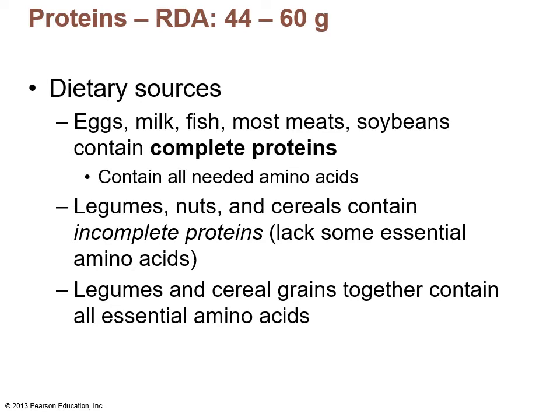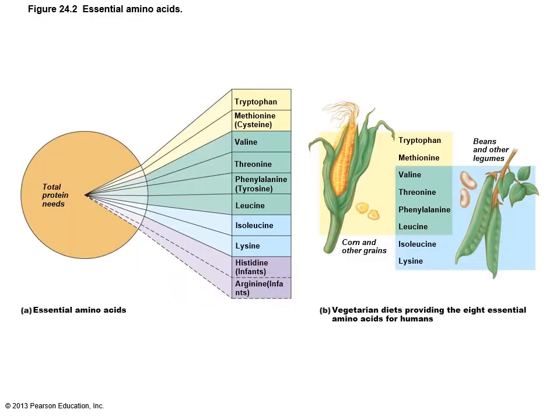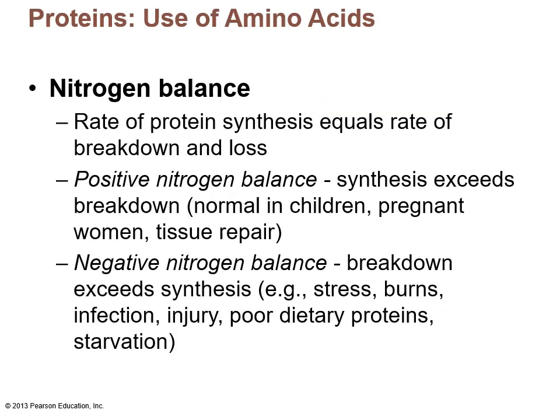If you're a vegetarian, you probably already know that you have to put certain types of vegetable proteins together to get the complete complement. So here's a picture showing you the breakdown of the amino acids and the ones that are essential, and then showing you corn and other grains. These are the ones that they have. They have tryptophan and methionine, and beans and other legumes don't have those, but they have isoleucine and lysine that corn and other grains don't have. So if you complement them, you'll get the complete assortment of the essential amino acids.